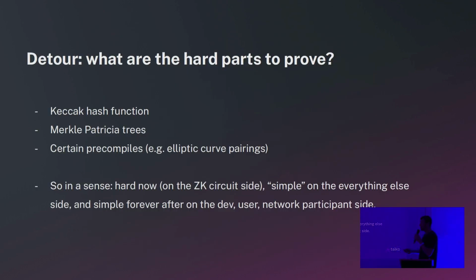Okay, a little detour, just because I had these confusions when I was just starting out. What are the difficult parts to prove? We talk about you lose the efficiency. Some of the things that are ZK unfriendly on Ethereum are the Keccak hash function, notoriously, the Merkle-Patricia tree structures used in state trees and transaction trees, and certain precompiles.